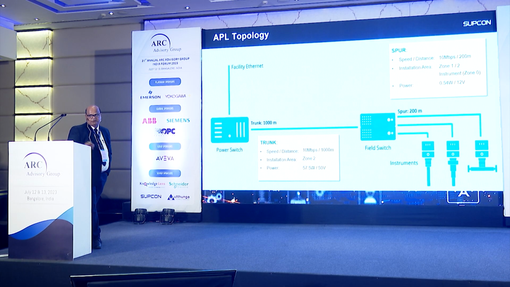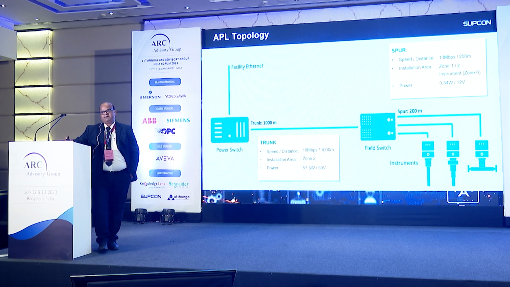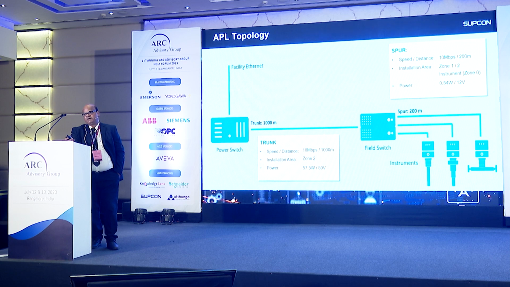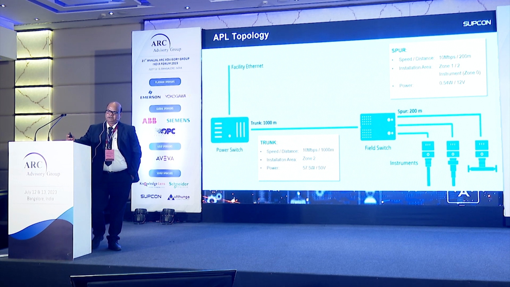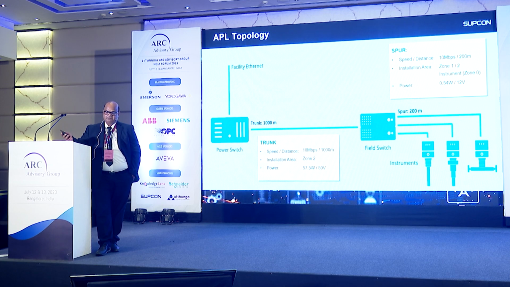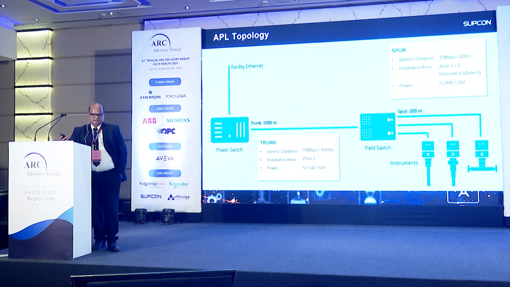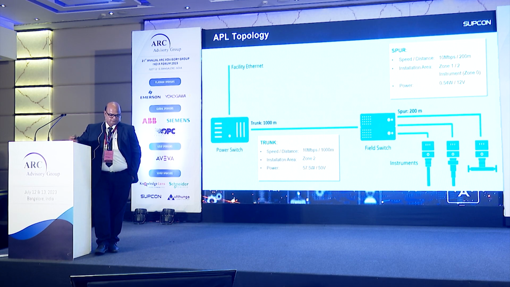Now this is the APL technology, advanced physical layer technology. We have the facility Ethernet, we are having the power switch, then we have the trunk which we can run up to 1000 meters, having the speed of 10 Mbps, and maximum distance we can cover is 1000 meters. Installation area is zone 2. Then we are having the field switch at the end, the spur network. Spur network we can run up to 200 meters. Its speed is also 10 Mbps and maximum range is 200 meters. And installation area is zone 1 and zone 2.